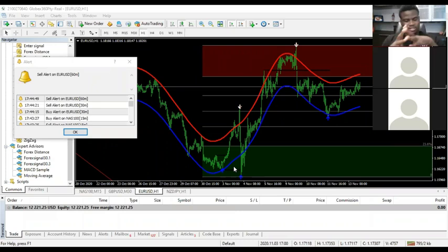Those are your confirmations. You only buy in the green zone when there's an entry indicated by the arrow and by the buy and sell alerts, and the market is on the blue moving average, and that's a perfect entry for you. Your stop loss should always be below your arrow.